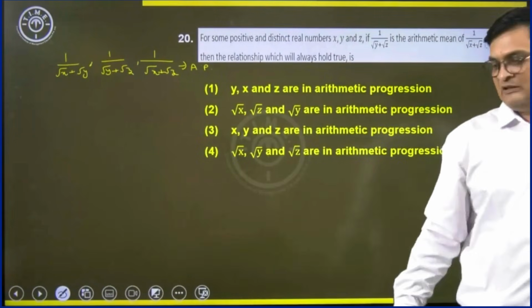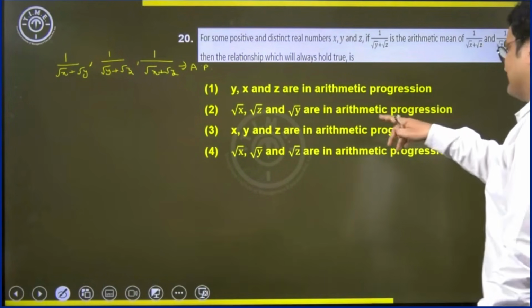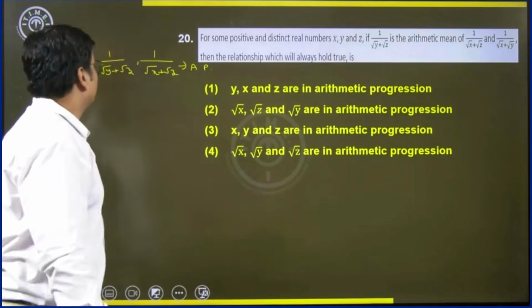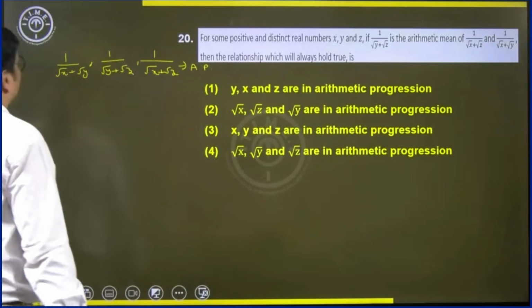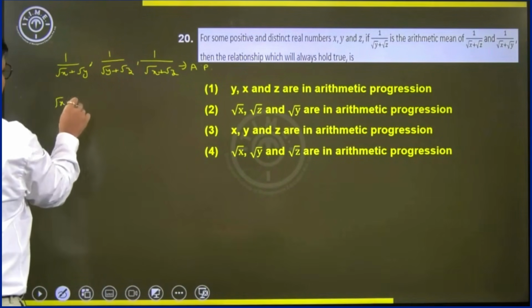We have to check. So, what are the option choices? Y, x, z are in AP. Root x, root z, root y are in AP. X, y, z are in AP. Everything is in AP only. Root x, root y, root z are in AP. Which will satisfy? Okay, let's try to check. Okay, if this is an AP, can I say the reciprocal of that?